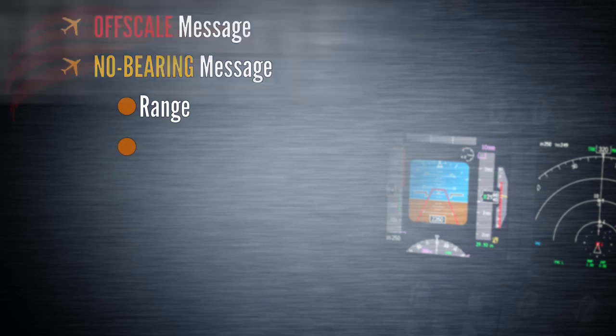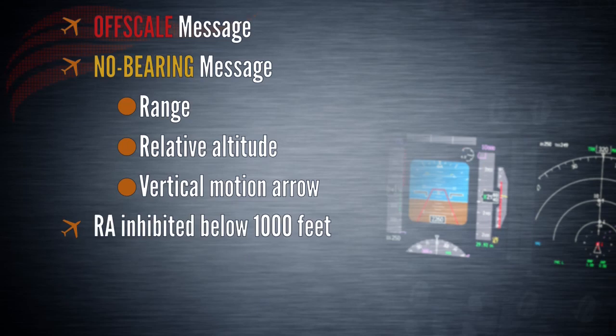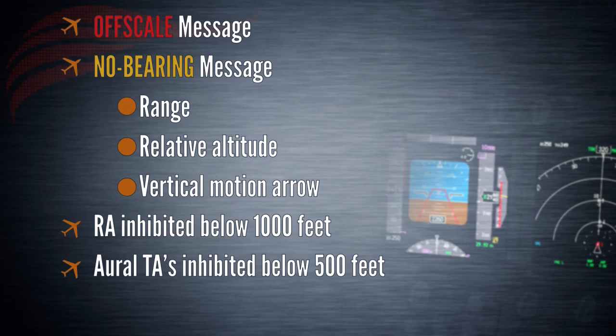If the bearing of traffic cannot be determined, it cannot be displayed as a traffic symbol on the navigation display. If that traffic qualifies for a traffic or resolution advisory, a no bearing message will appear. This provides range, relative altitude, and a vertical motion arrow. All resolution advisories are inhibited below approximately 1,000 feet radio altitude, and oral traffic advisories are inhibited below approximately 500 feet radio altitude.